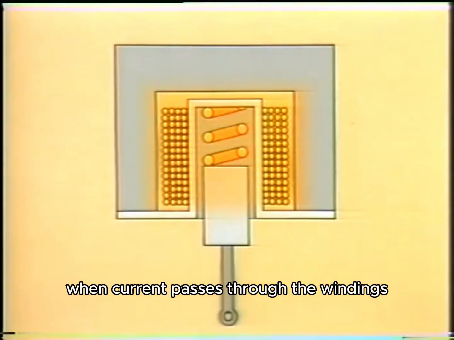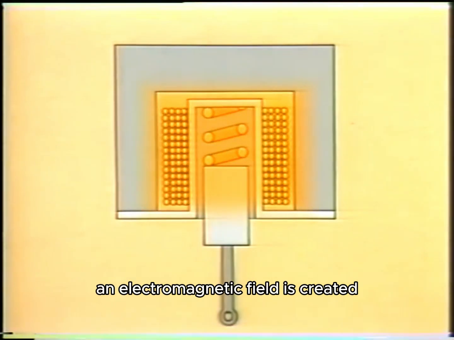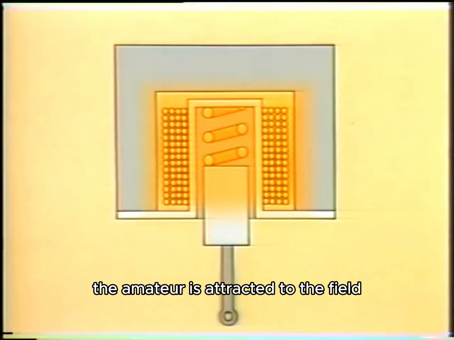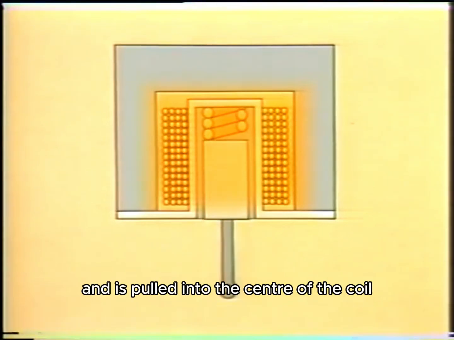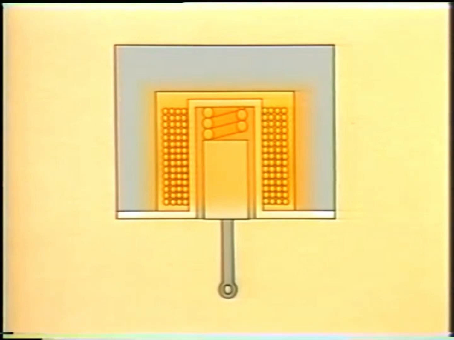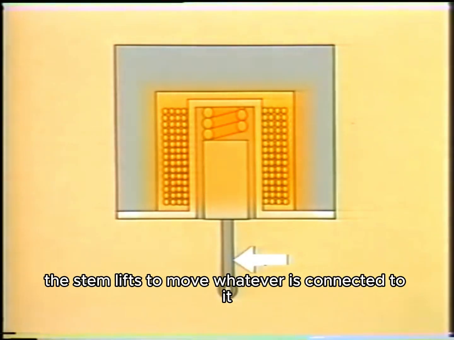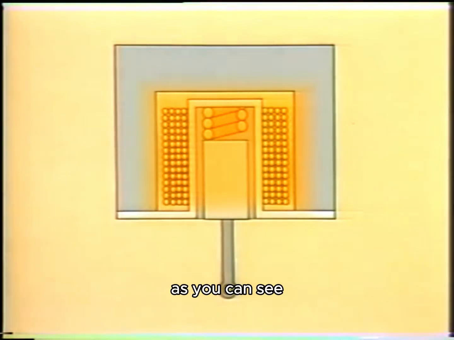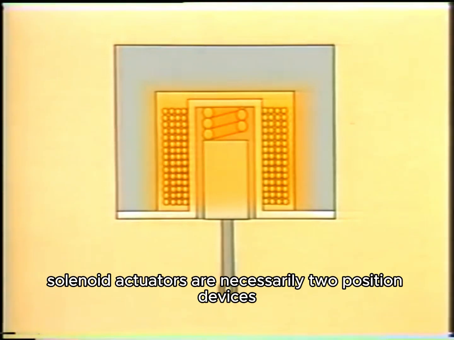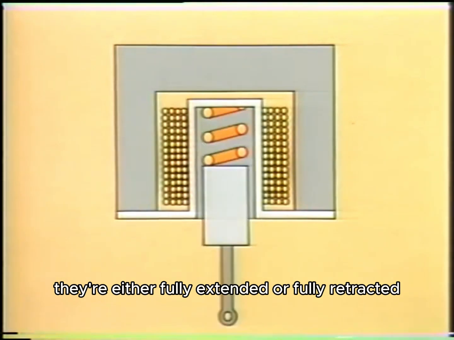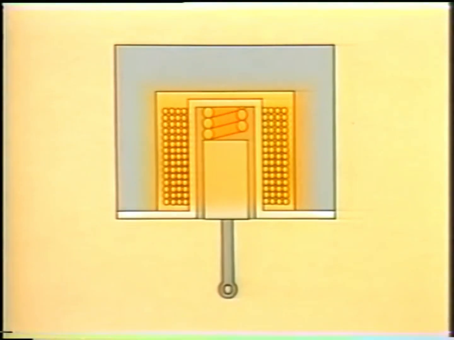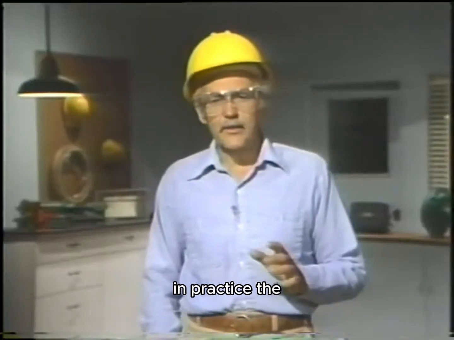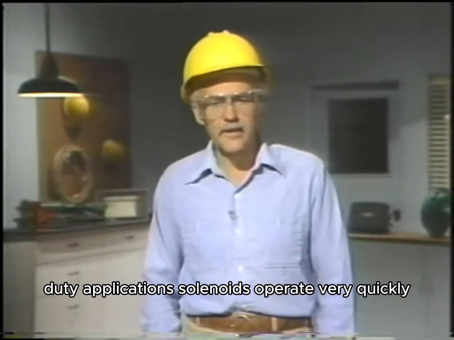When current passes through the windings, an electromagnetic field is created. The armature is attracted to the field and is pulled into the center of the coil. The stem lifts to move whatever is connected to it. As you can see, solenoid actuators are necessarily two-position devices. They're either fully extended or fully retracted. There's no in-between position. In practice, the use of solenoid actuators is usually restricted to light-duty applications.